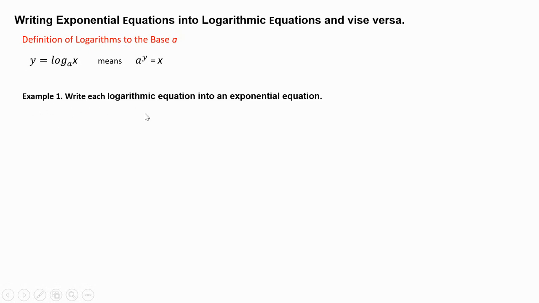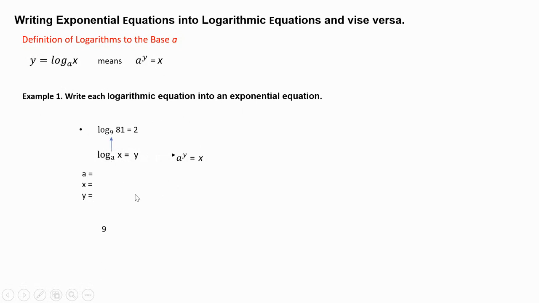Example 1, write each logarithmic equation as an exponential equation. What's given is log base 9 of 81 equals 2. So all you do is put the definition right underneath it: log base a of x equals y. Then all you do is match the values. You want it to go from logarithmic to exponential, so you have to know what the a is, the y is, and the x is. So I'm going to put a, x, and y.